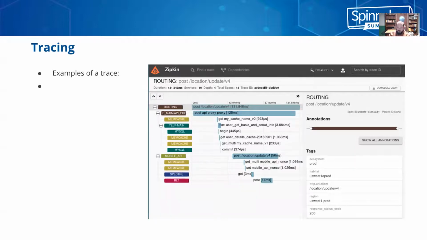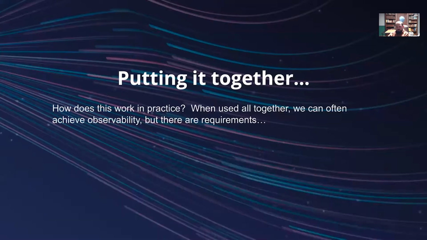So from their screenshot, it looks like their mobile API post locations update took 56 milliseconds, and that was the biggest part of it. That's really useful when you're trying to say, okay, was it Clouddriver? Was it Fiat? Was it Orca that took some time? Pretty useful. Definitely something that you need in modern systems.